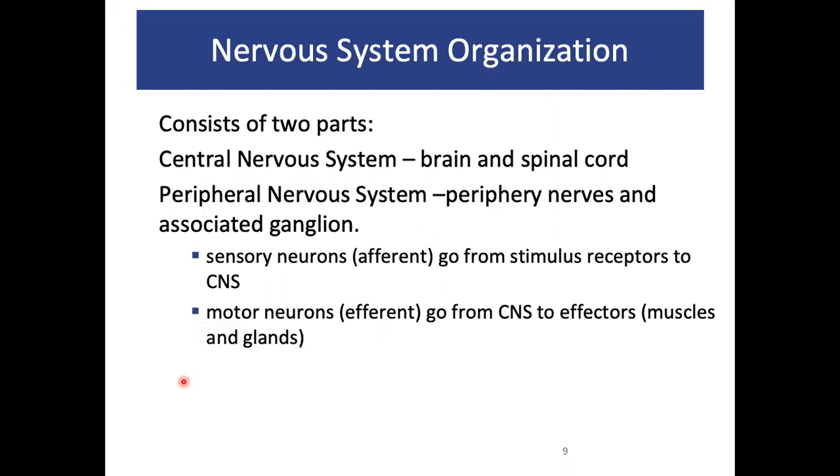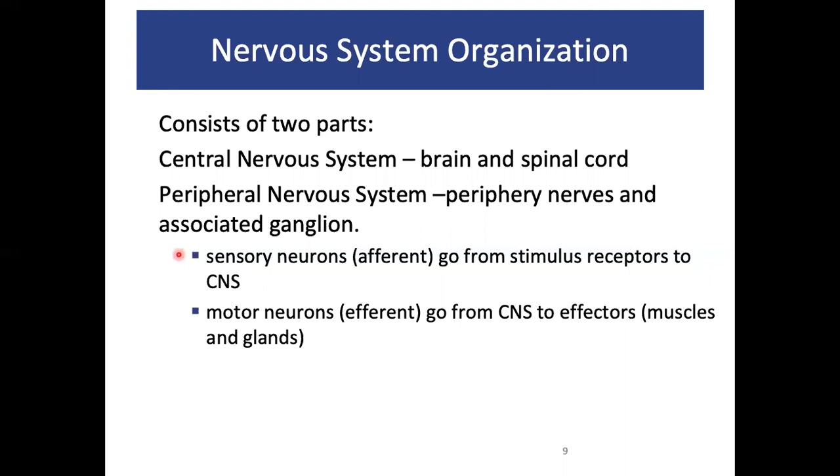Okay, so the nervous system consists of two parts, your central nervous system and peripheral nervous system. The peripheral nervous system, everything outside of the brain and spinal cord, sensory nerves are part of your peripheral nervous system as well as motor nerves. Sensory nerves take signals from a stimulus receptor to the central nervous system. And then motor nerves go from the central nervous system to effectors like muscles and glands. So sensory neurons are afferent, they're going to go to the brain. And then motor nerves are efferent, they're going to exit the brain.